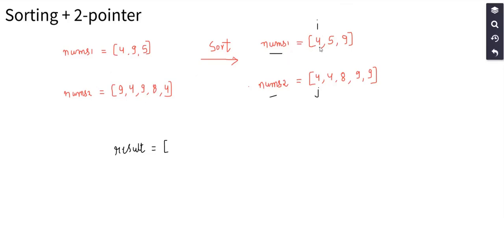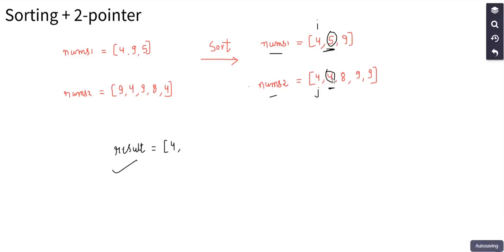Then we take two pointers: pointer i points to the first element of nums1 initially, pointer j points to the first element of nums2 initially, and this is the resultant array which is empty. Now we see the elements at i and j are matching. We push the element in the result array, then we move the pointers to the right by 1. They are not matching. Now we see that this element is greater than the element here.